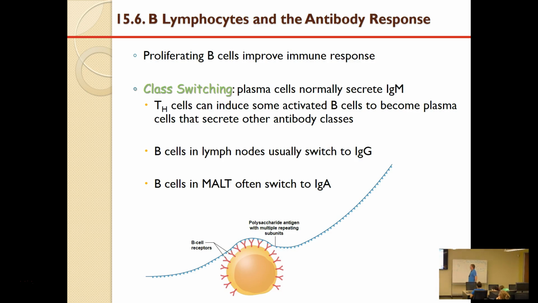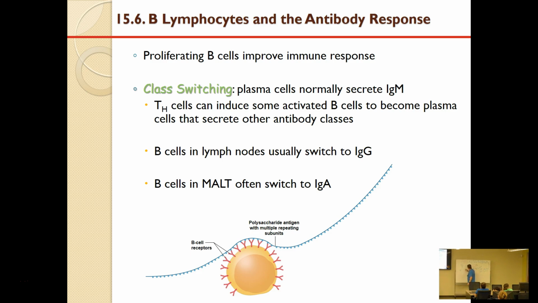So proliferating B cells help improve the immune response, right? The immune response gets better and better over time, and then eventually we're going to have class switching happening. So remember the IgA, D, E, G. Remember the IgMs are part of the primary response. So if we were to draw it up here, we've got our first and second response, the primary.